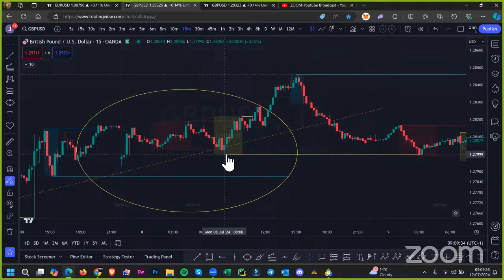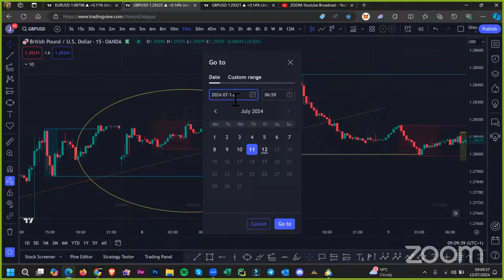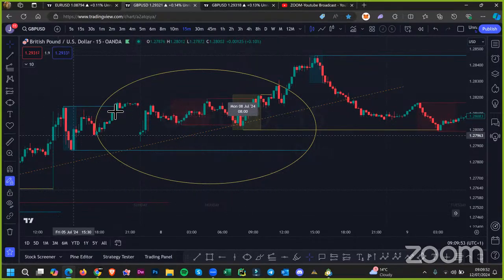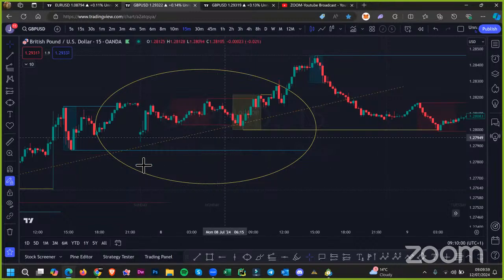Let me put that time, Monday, the 8th of July at 8 o'clock. Okay, look at this. The Asian session has framed what's going on. We already understand the market's been bullish, making higher highs and higher lows. We might have a higher time frame narrative of what we want the market to do. Then we see this liquidity being taken, the Asian session liquidity that's built up over here.